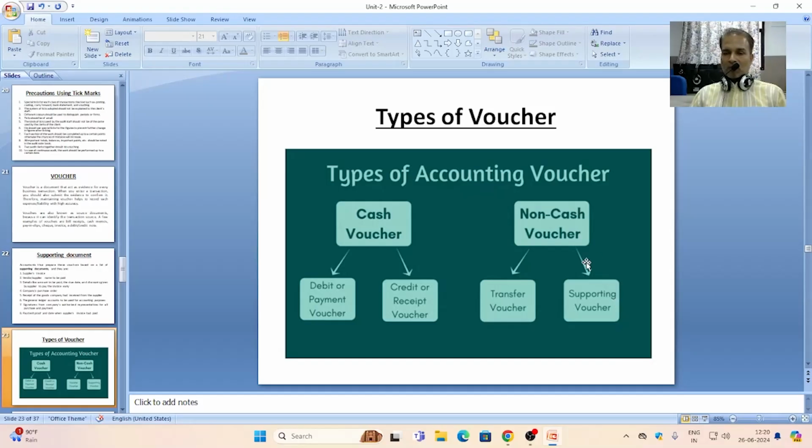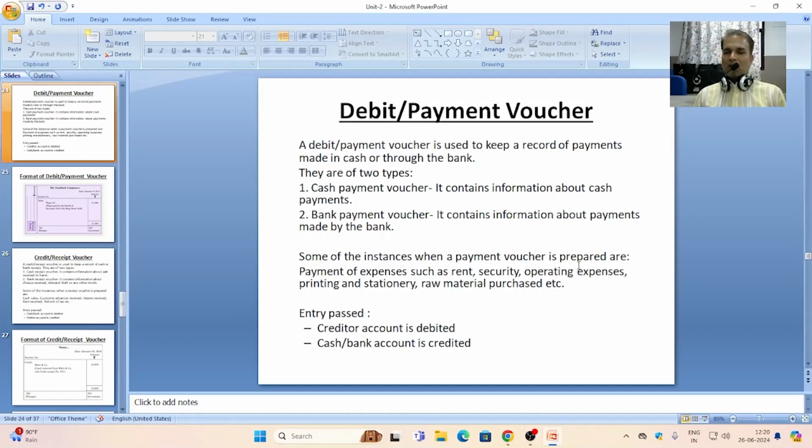Now we discuss in detail these types of vouchers. The first is debit or payment voucher. When the payment is issued by the business in cash or by check, meaning in cash or by the bank, then these types of voucher are prepared. They may be of two types: cash payment voucher if cash has been paid, bank payment voucher if the payment has been made by the bank.